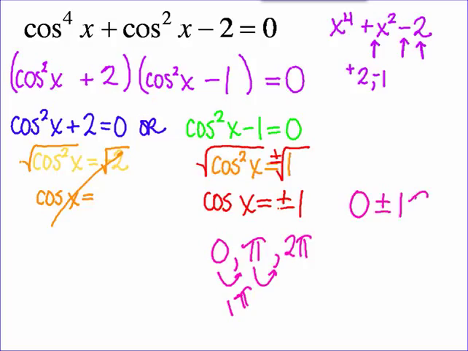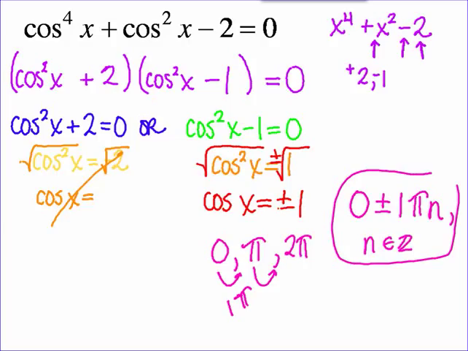1 pi n. So really, do you need the 0? No, not really. You could have it, but you don't need it. I prefer it. And there you go. That's your final answer.